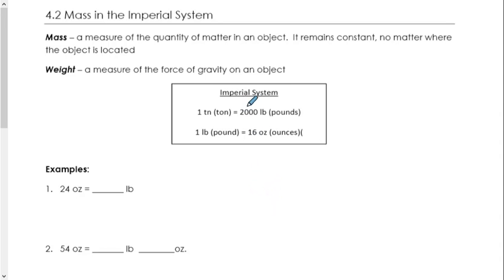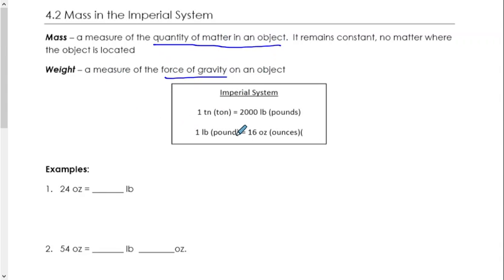Hi guys, so today we're going to cover 4.2, mass in the imperial system, or notes. So first off, the difference between mass and weight. Mass is a measure of the quantity of matter in an object. Basically, if we're talking about you, it's how much stuff makes up you. Now your weight is how much the force of gravity exerts on you.